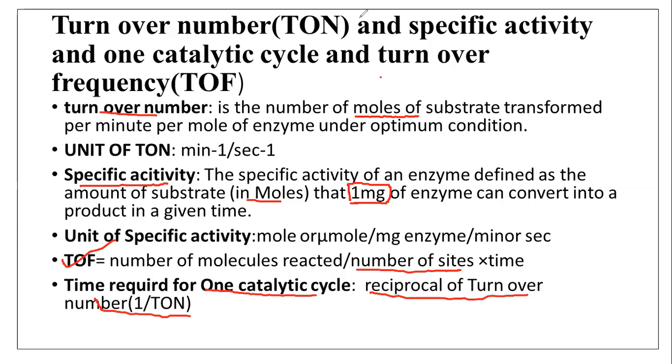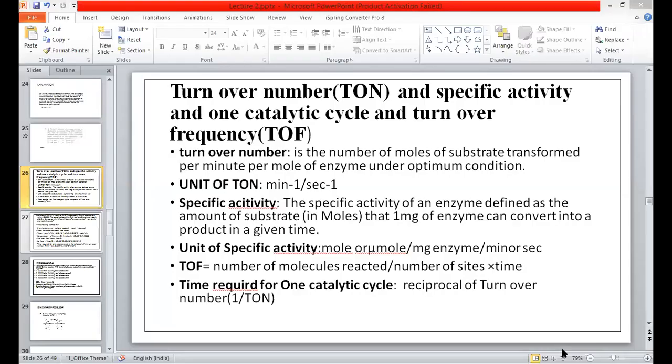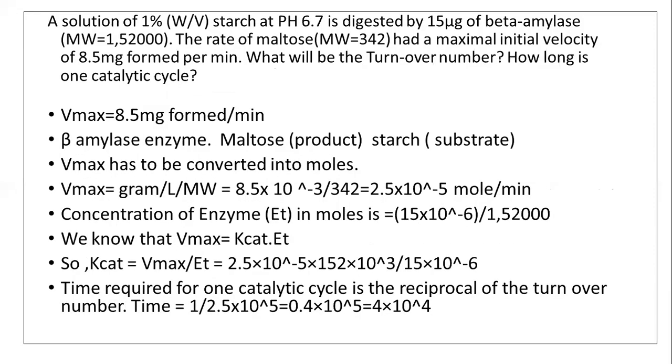Now we'll go to the calculation. How will we calculate the turnover frequency? See this question: a solution of 1% weight by volume starch at pH 6.7 is digested by 15 microgram of beta amylase enzyme, whose molecular weight is given as 1,52,000. The maltose, molecular weight 342, had a maximal initial velocity of 8.5 milligram per minute. What will be the turnover number and how long is one catalytic cycle?